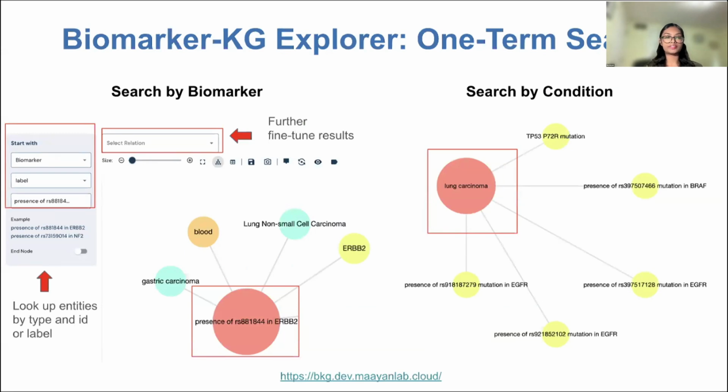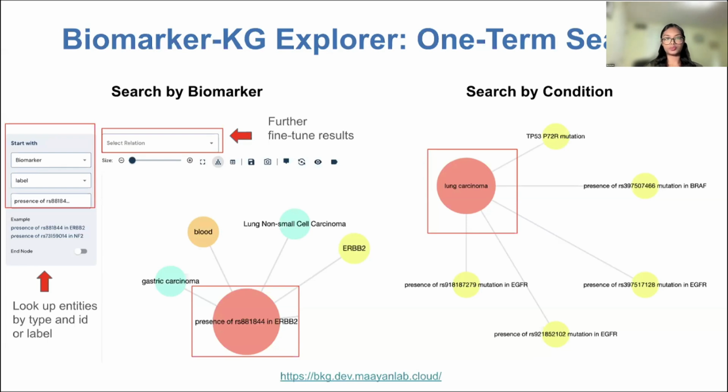Users are able to search for any of the entities within the database and create subnetworks to explore the relations with the BKG Explorer tool. And there are two ways that users can do this: the one-term search and the two-term search. With the one-term search, users can search for one BKG entity, and the UI will display all the entities that are directly related to it.